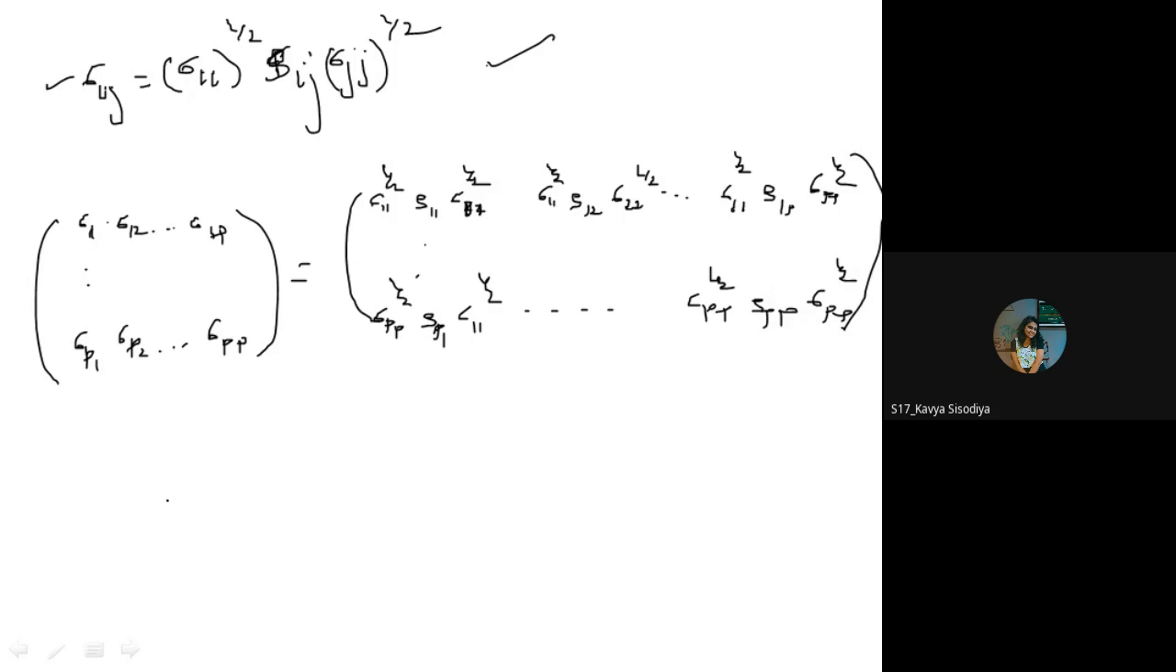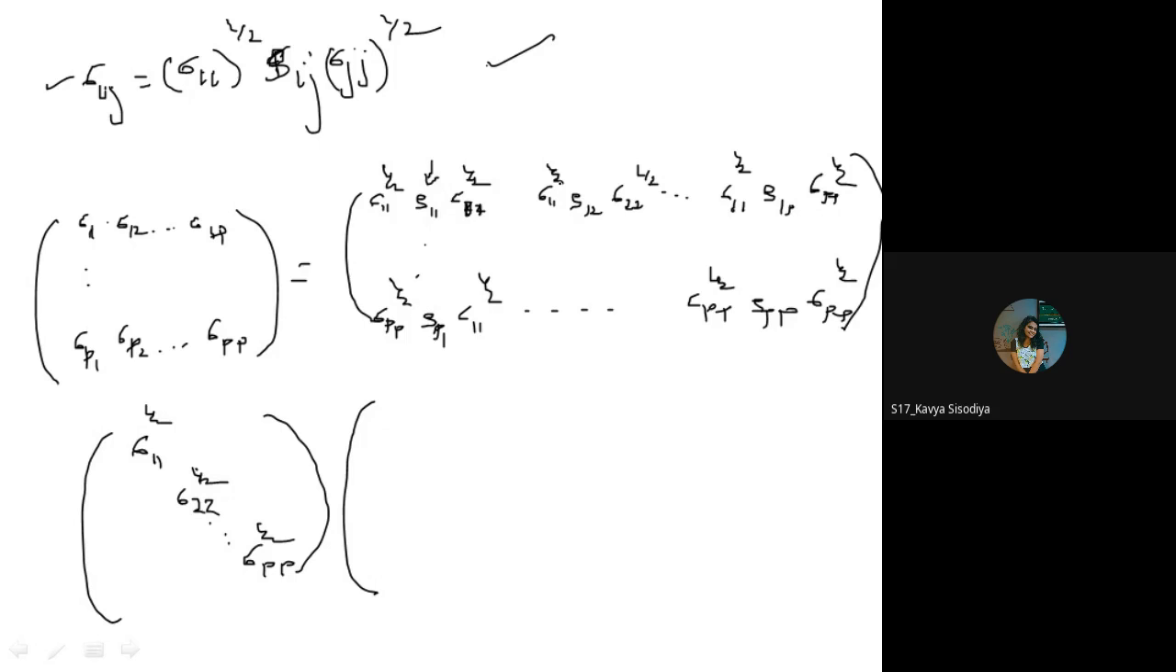Okay, now if I am writing in this way, with sigma 11, sigma 22, sigma pp, all raised to half, and then the element is, what is rho 11? Okay, let me write it like this. You don't know rho 11? What does rho 11 mean?